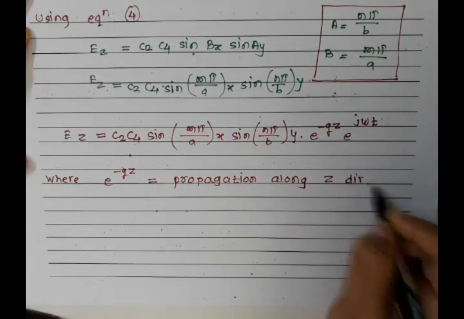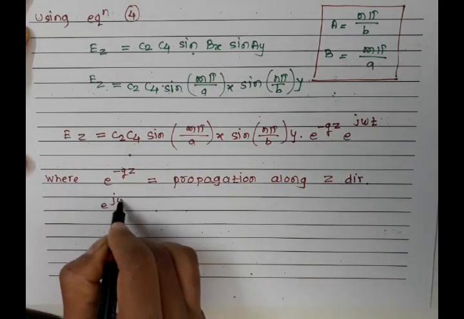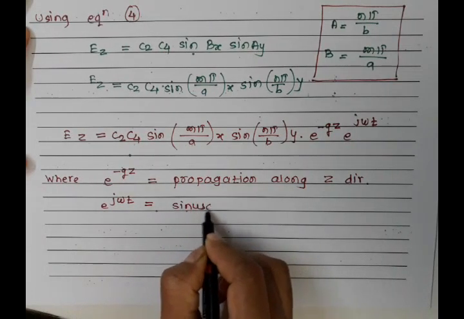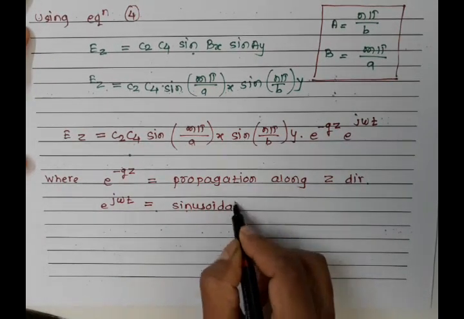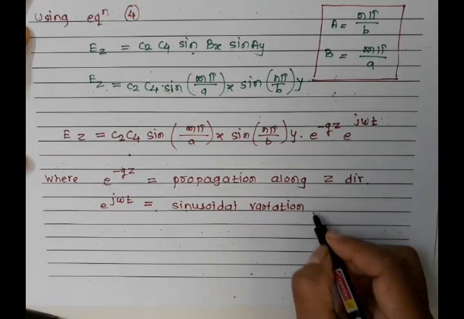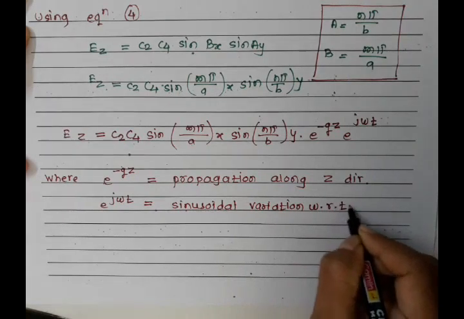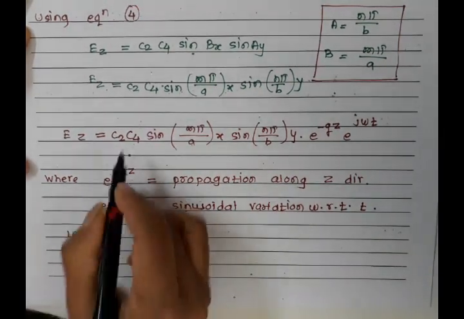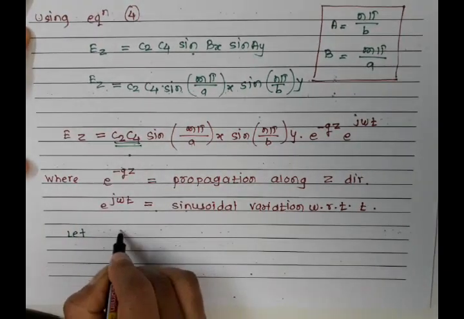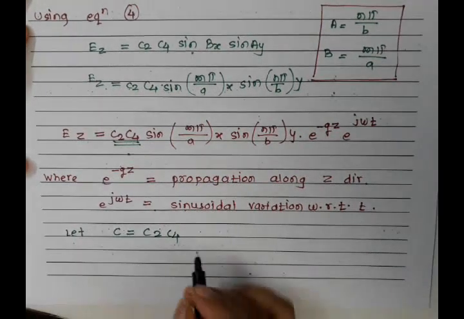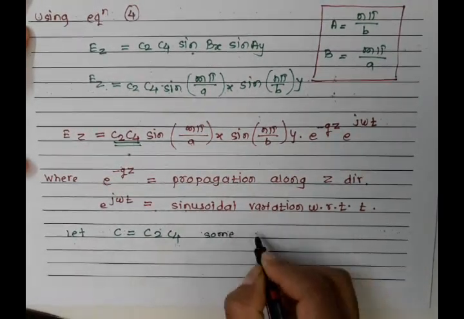Okay. And what about this e raised to j omega t? This represents that the variations are sinusoidal variations, and that variation j omega t is with respect to t. Now again I'll put something over here. Now I have these two constants, C2 C4. So let C is equal to C2 C4. I'll say this is some other constant.